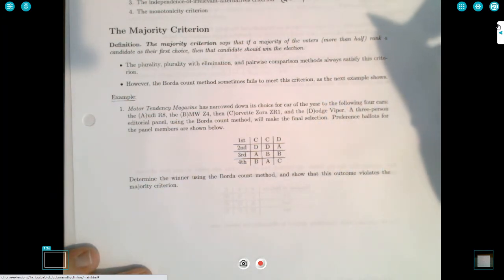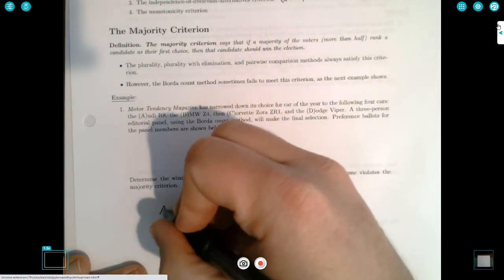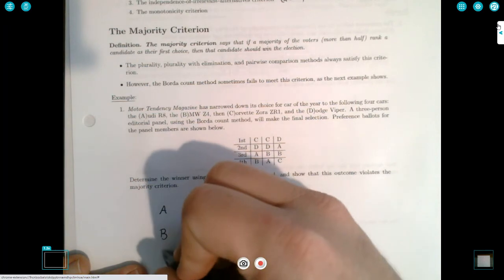But they said that they would use the Borda count method to determine the winner. So let's see, using the Borda count method, who the winner is, and then it's going to turn out that this violates the majority criterion, because the majority criterion says that the Corvette should be the winner, but we'll see if we use the Borda count method who ends up coming out on top. Okay, so again, I'm going to arrange my work into a chart. We've got the Audi, the BMW, and the Corvette.